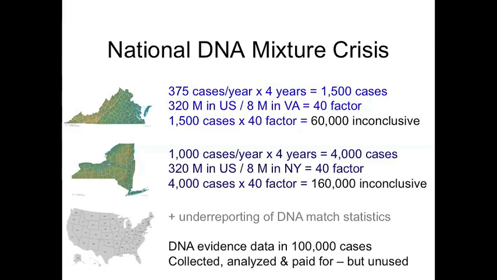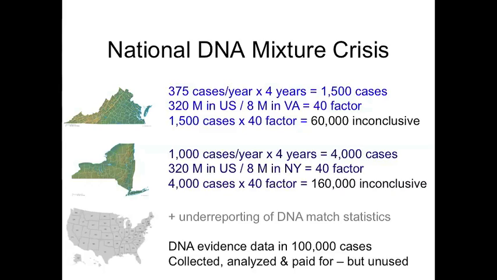Virginia's population is about 8 million people. In the US, there are 320 million people. So if you want to extrapolate, dividing 320 by 8 is a factor of 40 if you want to go from Virginia to the whole country. So if you multiply the Virginia experience of getting inconclusive results on 1,500 cases by a factor of 40, that's about 60,000 inconclusive mixtures. New York, which is about to go live with TrueAllele, is also counting.